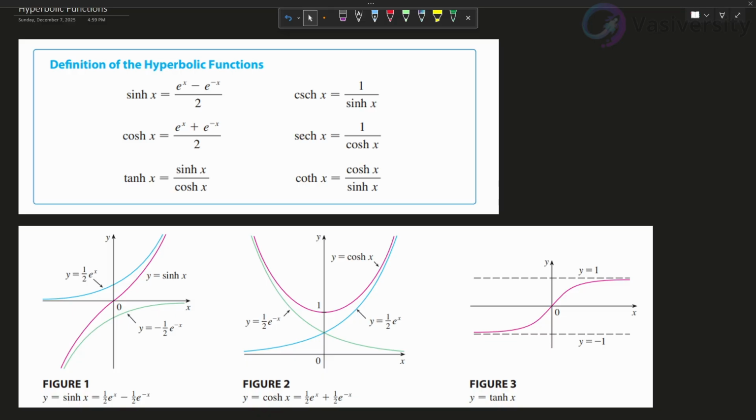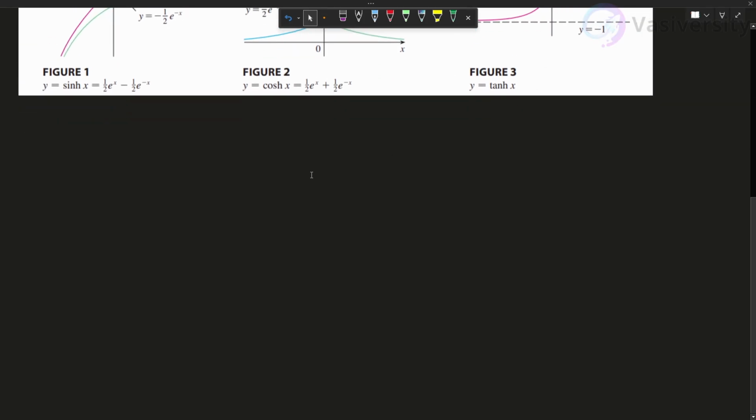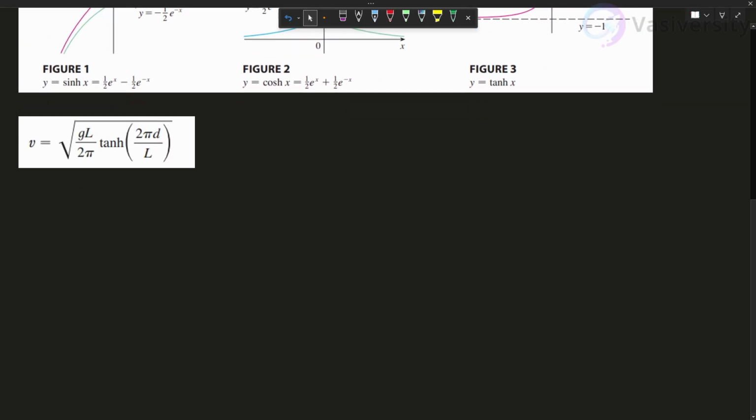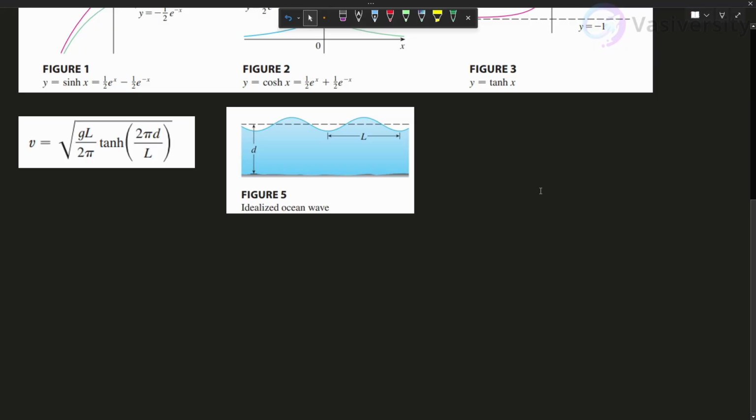Okay? So one of the interesting things is, for example, the hyperbolic functions appear in the description of ocean waves on the two-dimensional scale. So for example, this equation of the velocity of the waves can describe essentially the profile of the idealized ocean wave, if we are looking at it from the side, not three-dimensional. Right, the three-dimensional case would have more complicated equations.